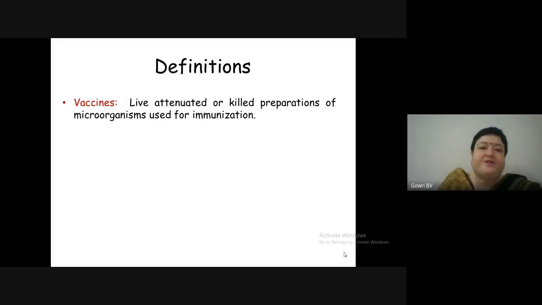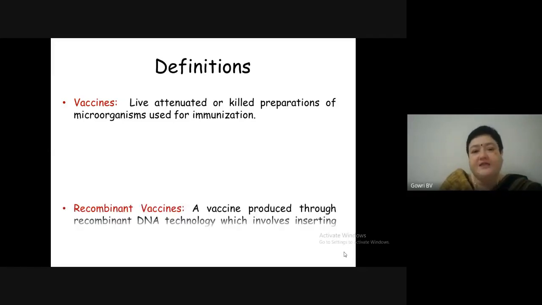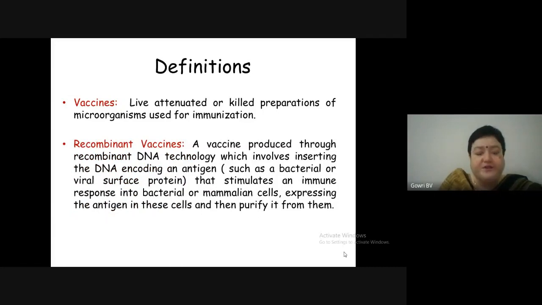Vaccines are live attenuated or killed preparations of microorganisms used for immunization. So vaccines are live attenuated or killed preparation of microorganisms used for immunization. What are recombinant vaccines? A very important 2-mark definition.